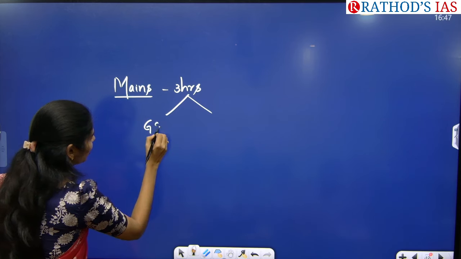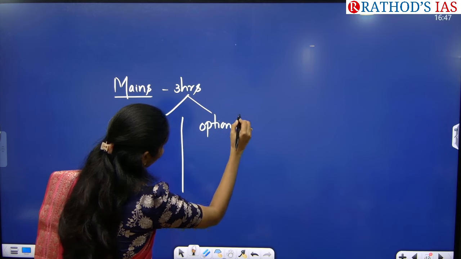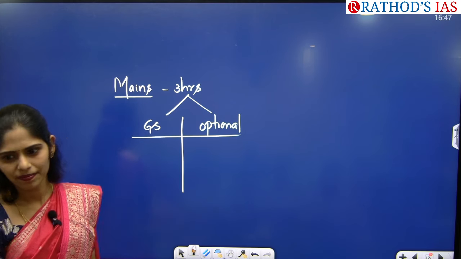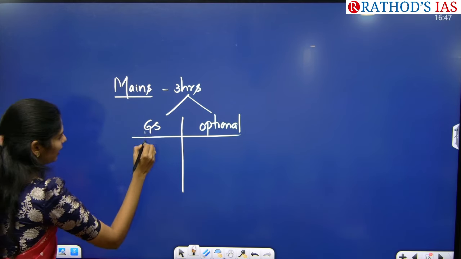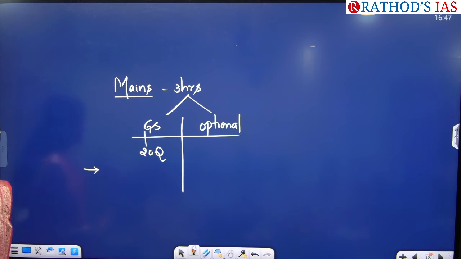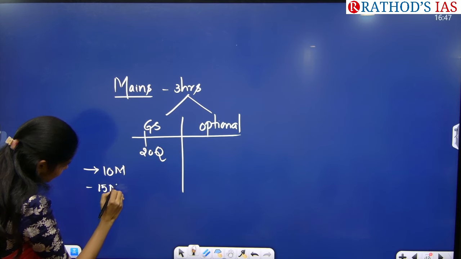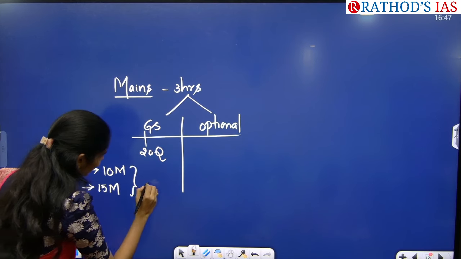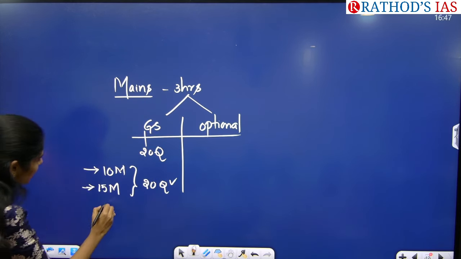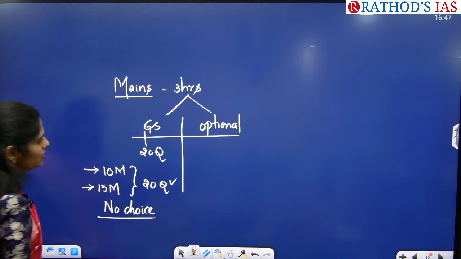Okay, let us see what are the difference between your GS and optional in your mains. Okay, in GS, how many questions you will be having? Okay, 20 questions. So can you tell me how many marker questions you will see in your GS? 10 markers and 15 markers. So overall, there will be 20 questions and you have to answer all these 20 questions. So here there will be no choice. There will be no choice for your GS.